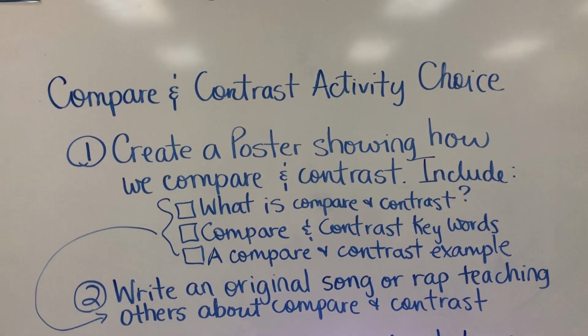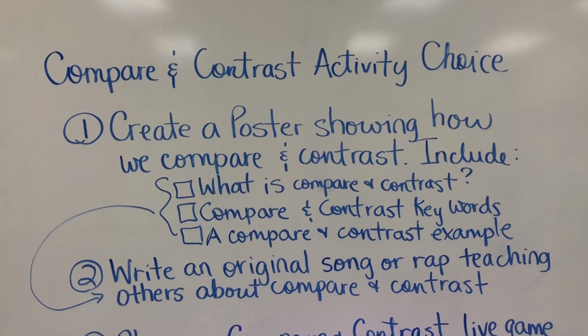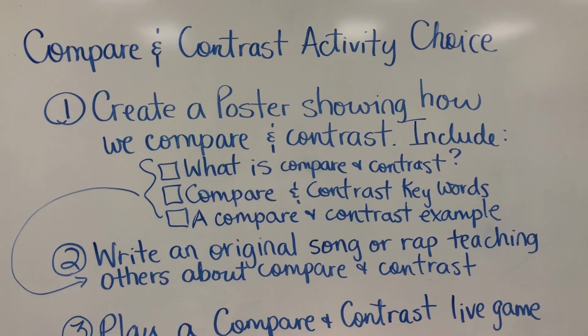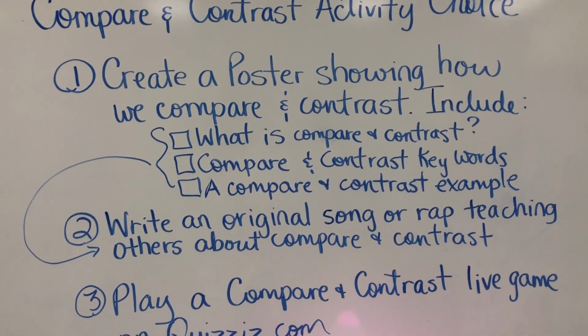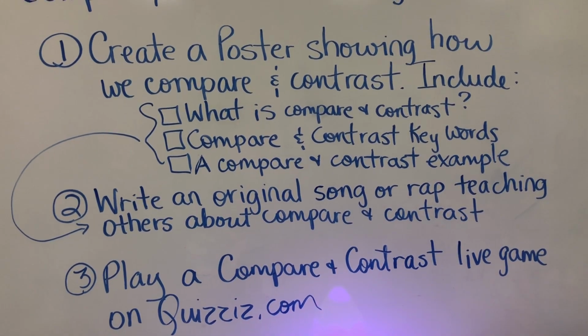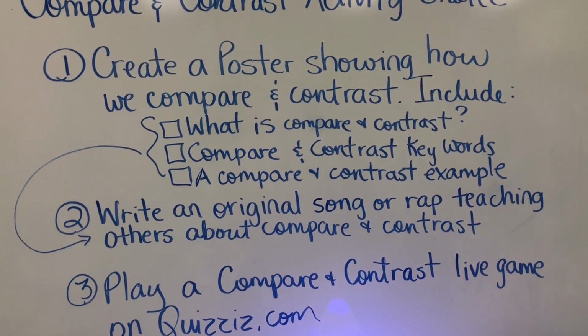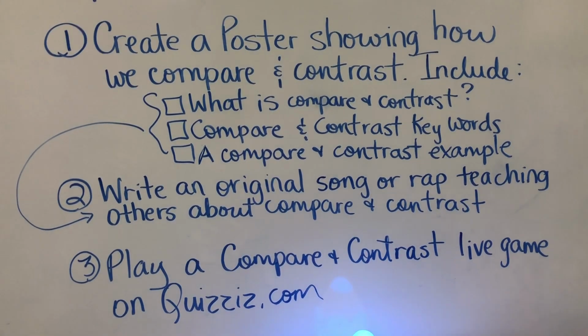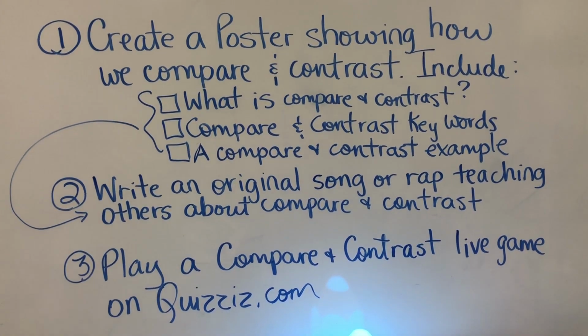And then they had two other choices that I wrote on the board. I just wrote it very quickly, and here's the first choice, which is the poster, and then what I needed the poster to include, and then write an original song or rap teaching others about compare and contrast, making sure they also included those 3 little bullets from the poster, and then of course play a compare and contrast live game on Quizizz. The students really enjoyed it, but I think they prefer Gimkit over Quizizz.